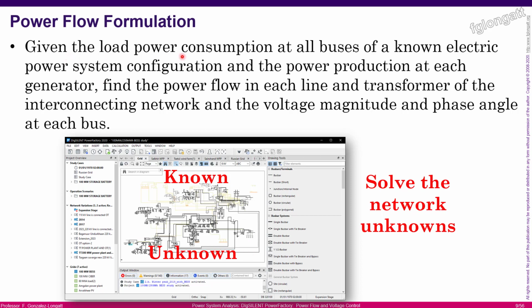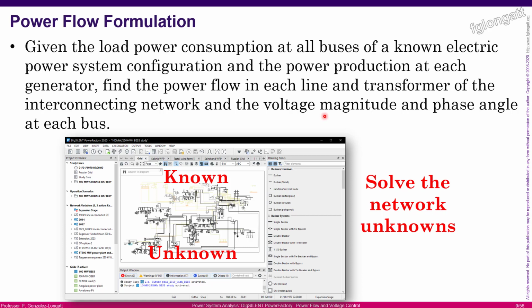For instance, if you know the power consumption in all the buses, that means P and Q, active and reactive power, and also you know the system configuration, I mean you know all the impedances and admittances and so on, and you know what is the power production in some generators, then you can calculate what is the power flow moving through each transmission line and transformer. And also you can calculate the voltage magnitude and phase at each bus bar.